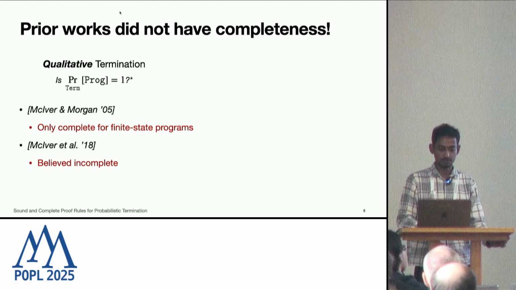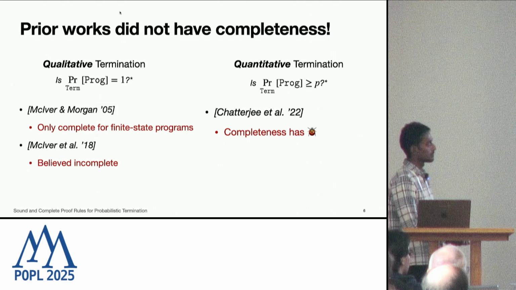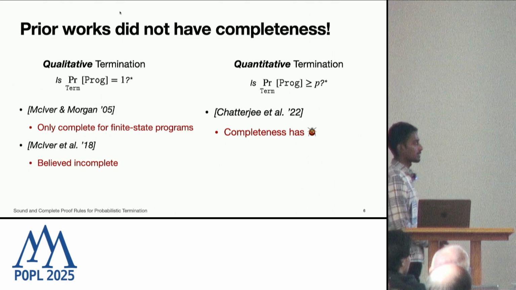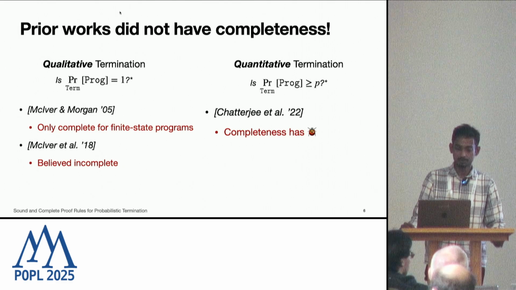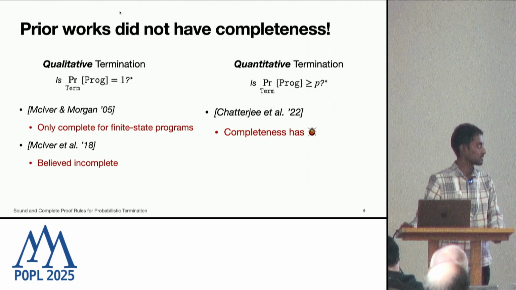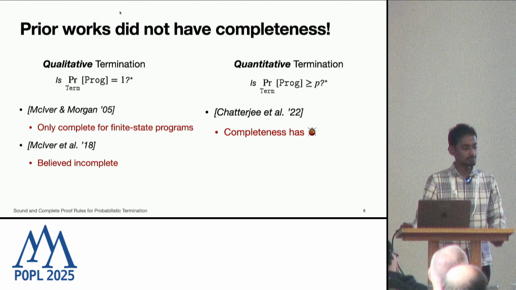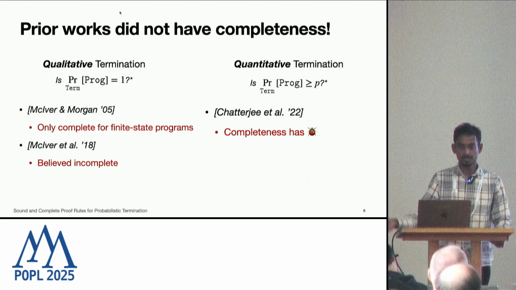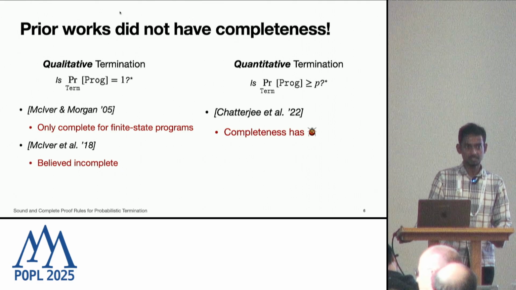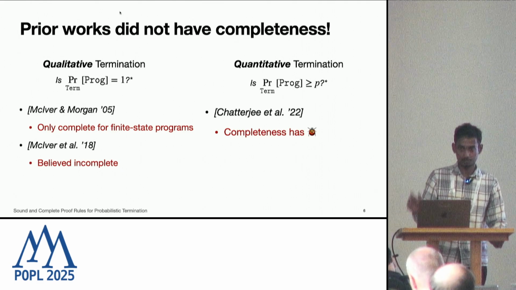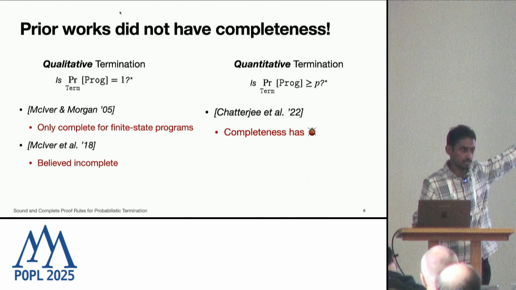Things aren't great for quantitative termination either. For the case of lower bounds, we had a proposed proof rule by Chatterjee and a few others in 2022. This rule was proposed and proved to be complete, but unfortunately, this completeness proof has a small bug. We have shown a small counterexample to their completeness in our paper.